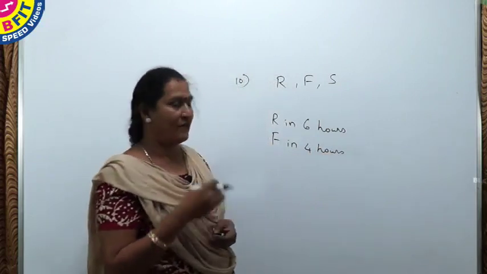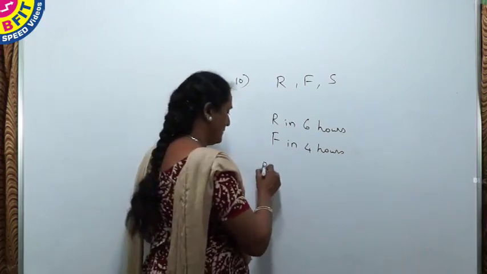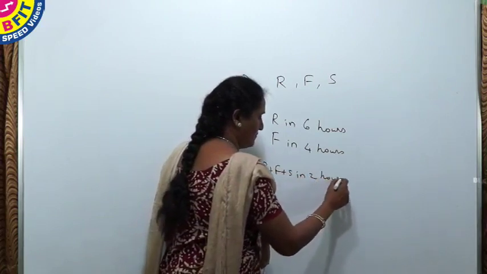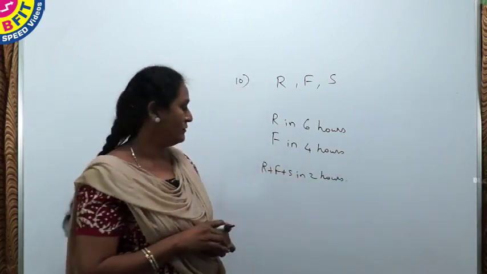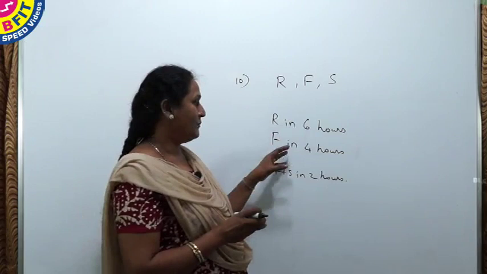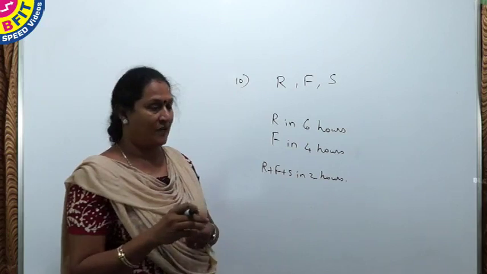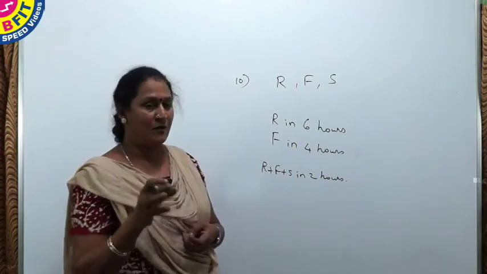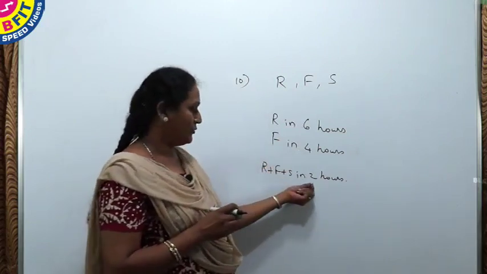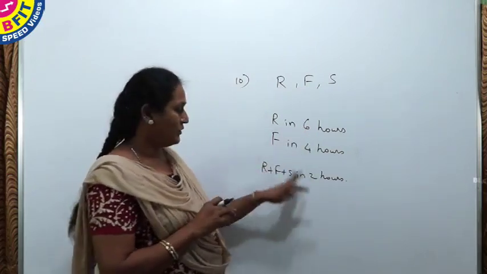So all the 3 working together can do the work in 2 hours. Rakesh, Fazil and Sumit, they can do the work in 2 hours. Now we'll take the LCM of the time taken. We assume that the LCM of 6 and 4 is the work done. LCM for 6 and 4 is 12. Whenever the time taken together is given, that will be a factor of one of these times, so no need to consider it.